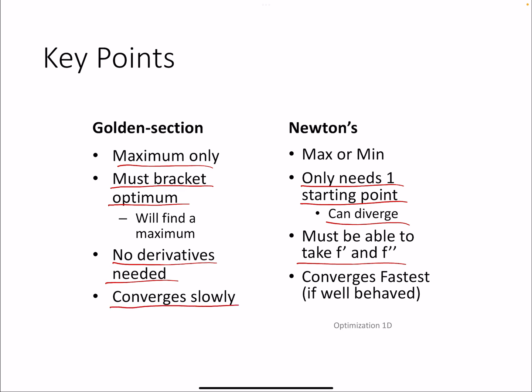The downside of the golden section method is that it does converge, but it can converge pretty slowly. Newton's method has one of the fastest known convergence rates, although it's not guaranteed that we'll find a local or global optimum. Sometimes it can diverge.